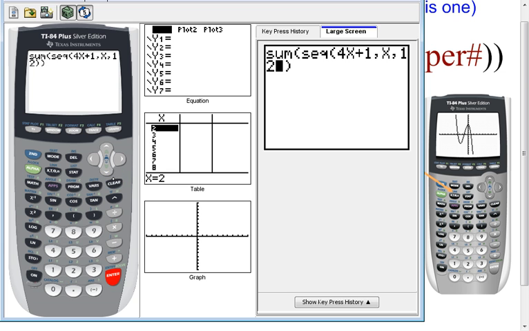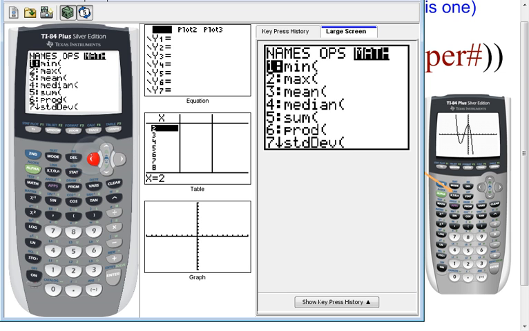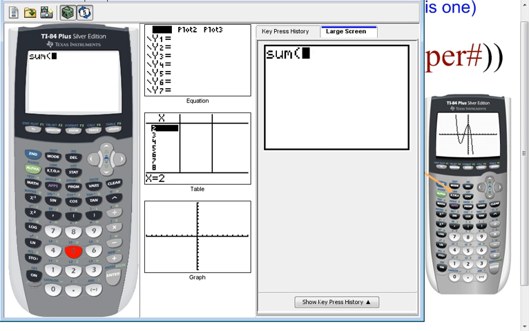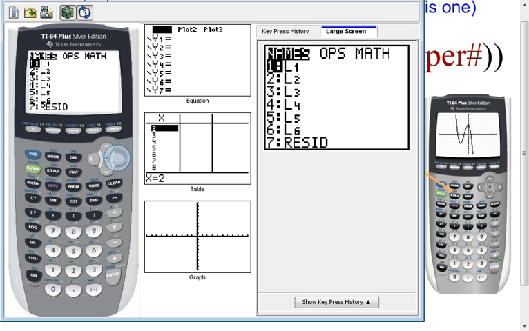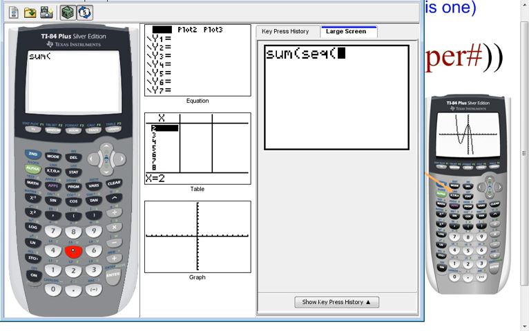Okay, I'm going to start over. All right, second stat. Over to math. Number 5. Second stat. Over to ops. Number 5. Then I need to put the formula in. So 4x plus 1, comma, x, comma, my lower number, comma, my upper number, and I will close that. There we go. And I got 860.